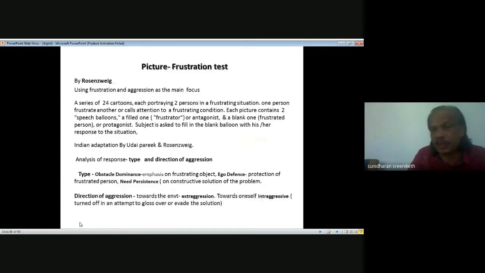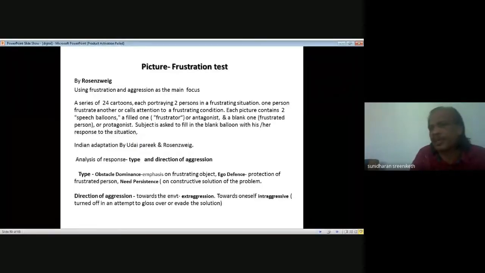Or we can analyze this response in two ways, by understanding the type of aggression and the direction of aggression. In type of aggression, there are three categories: obstacle dominance, ego defensive, and need persistence. Obstacle dominance means emphasizing the frustrating object. The obstacle is dominating in the response made by the frustrated person. There are some obstacles in this frustrating situation, and his response is mainly focusing on them.